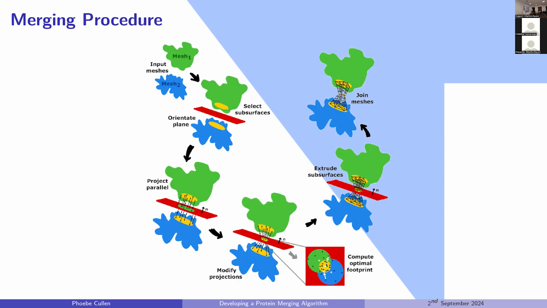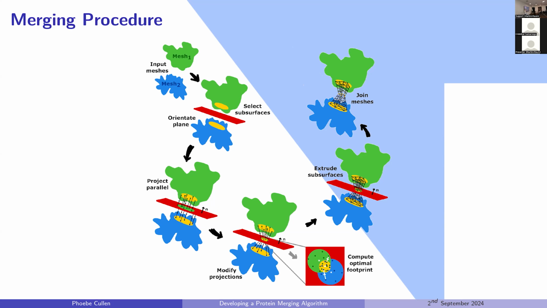Therefore, we've started to develop our own merging procedure, as seen here. It starts off by inputting the meshes desired to merge. Then the subsurfaces, so the regions of interaction, are selected, and a plane which acts as the surface for the joining of the two meshes is orientated equidistant from the two meshes. Projections of the subsurface vertices are then computed parallel to the plane normal directly onto the plane. So you form projection footprints, which are then modified to find some shared average footprint there, which is used as the interface for the joining.